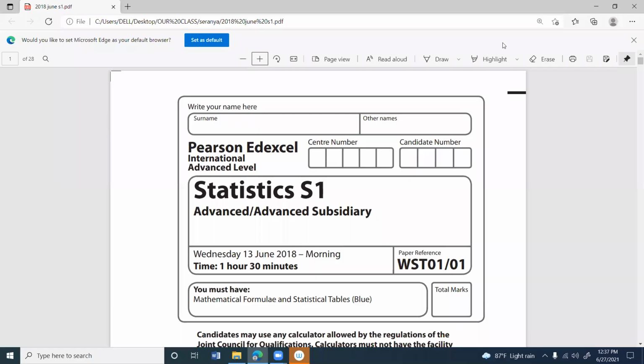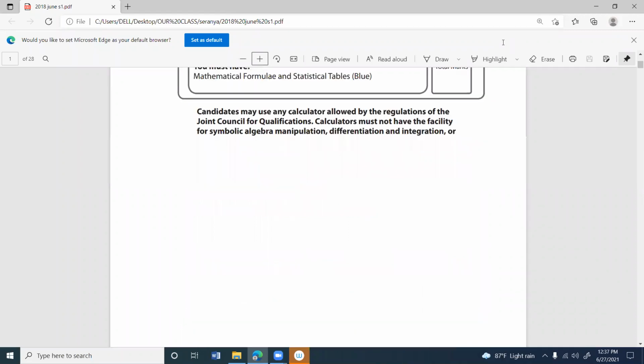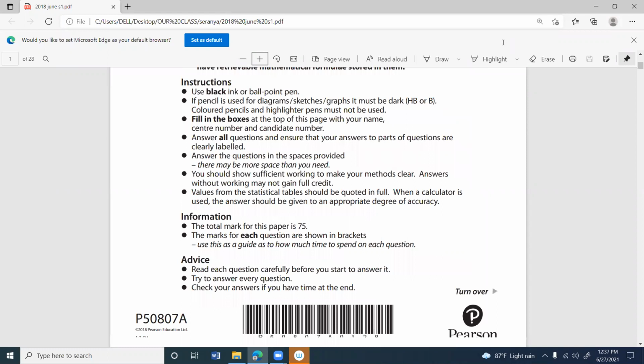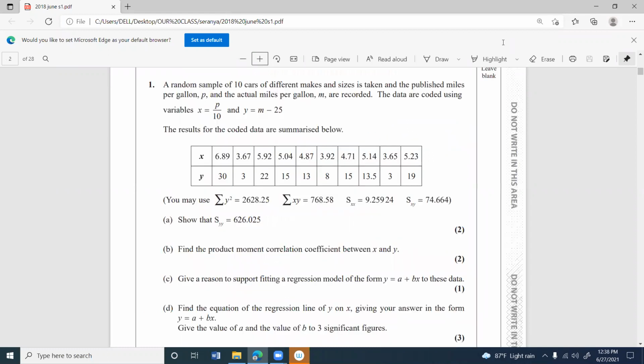Okay, but now today we are going to start with the 2018 IAL S1 paper. Right. Okay, we'll start with the first question here. A random sample of 10 cars. So when you look into this question, Pate, we need to understand that yes, n equals 10.